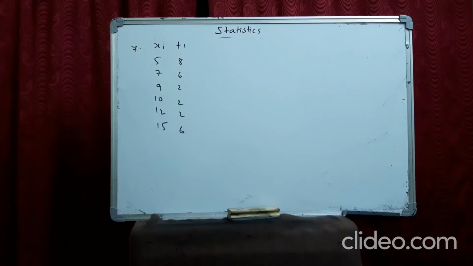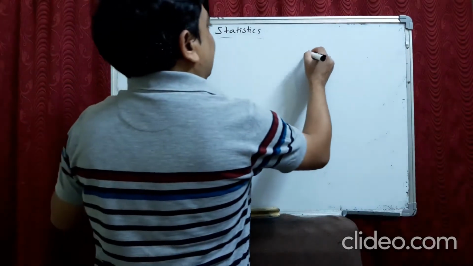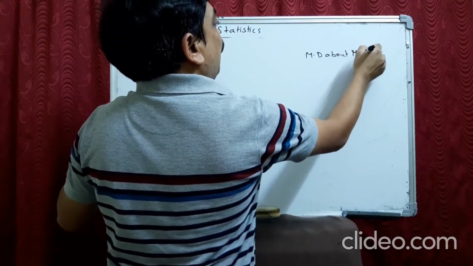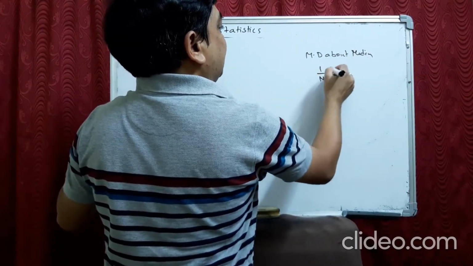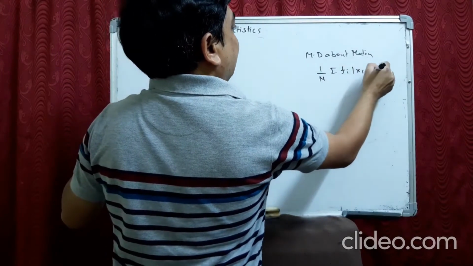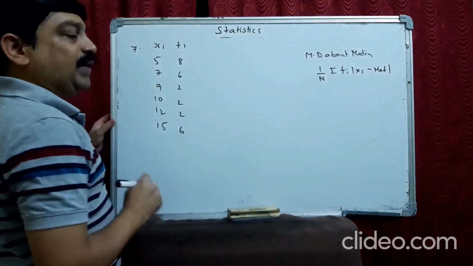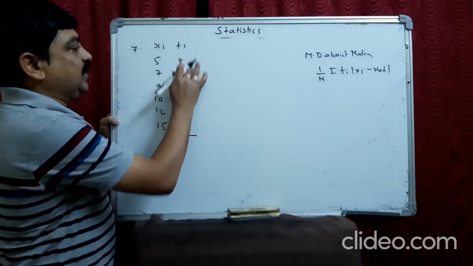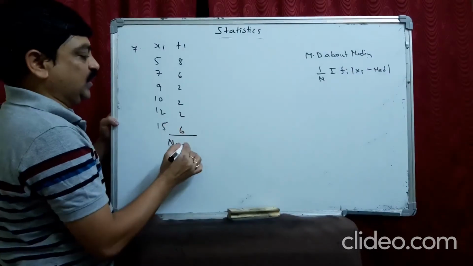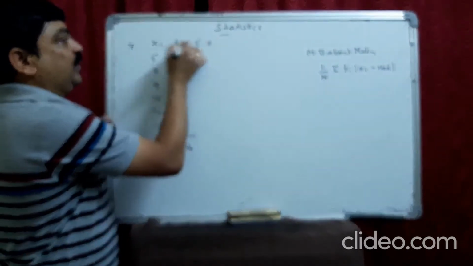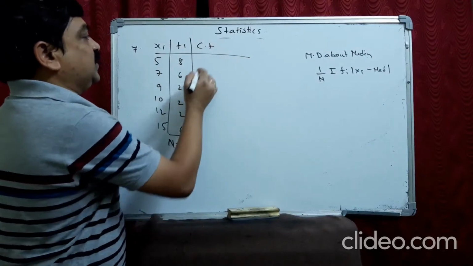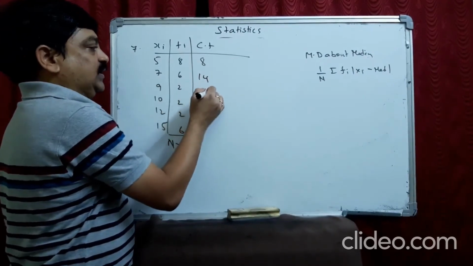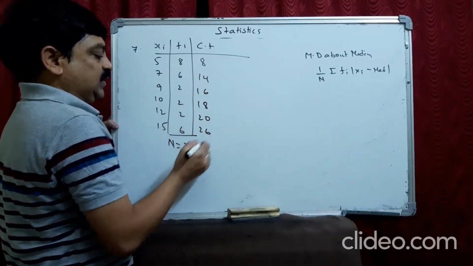Right. See this seventh problem. Mean deviation about median. Mean deviation about median in grouped data. Same formula we apply with 1 by n sigma fi into mod xi minus median. So how to find out median here in grouped data, when xi and frequencies are given. First of all, capital N, it is 26. Find the cumulative frequency here. Just continuous, how we did in 10th class. 8 plus 6, 14, 16, 18, 20, 26.